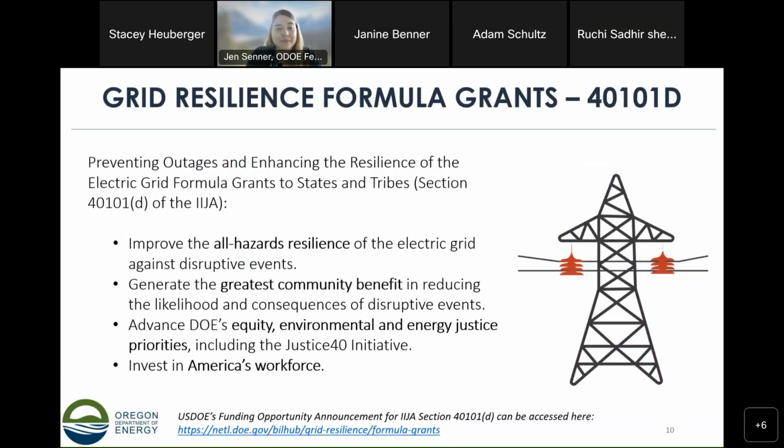So the funding opportunity that brings us here today and the purpose of these funds, as outlined by the U.S. Department of Energy, is to improve the all hazards resilience of the electrical grid against disruptive events. It's also to generate the greatest community benefit in reducing the likelihood and consequences of those events, and to advance the Department of Energy's equity, environmental, and energy justice priorities, including the Justice 40 initiative. In pursuit of all of that, it provides opportunities to invest in the American workforce.